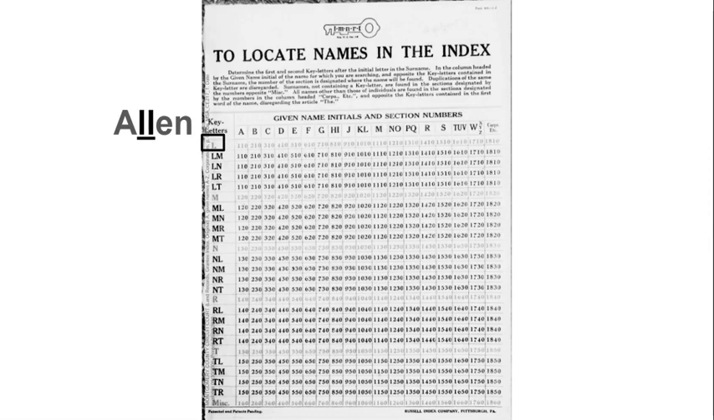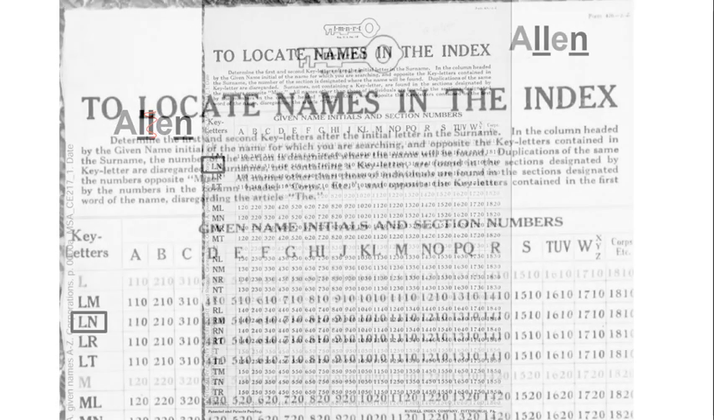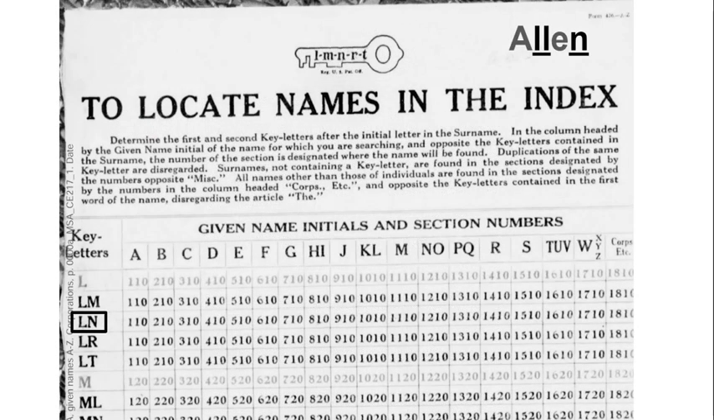But let's keep going. The next consonant is N. And here we find LN as a key letter combination. So we can forget about the L section and drop down to the LN section. We found the right row, but now we need to find the right column. The letters across the top are for the first letter of the first name. Her first name is Bessie, so we can go to B. Then we find where they intersect here.